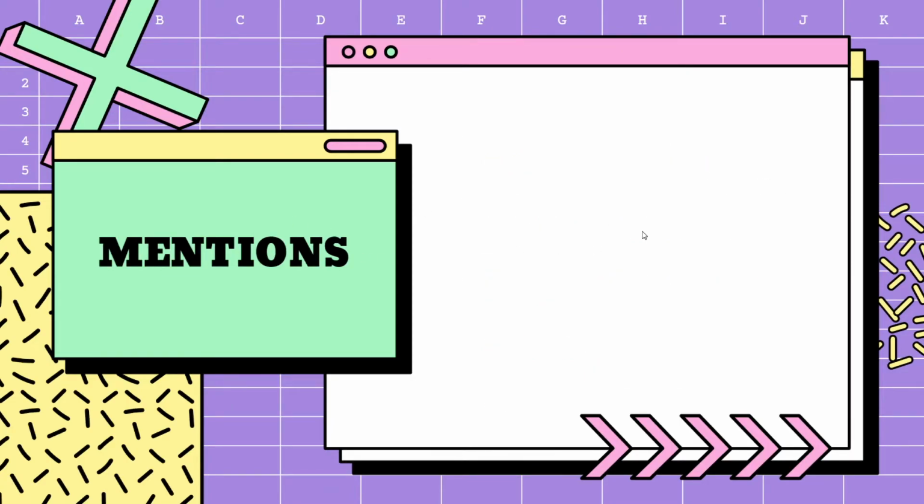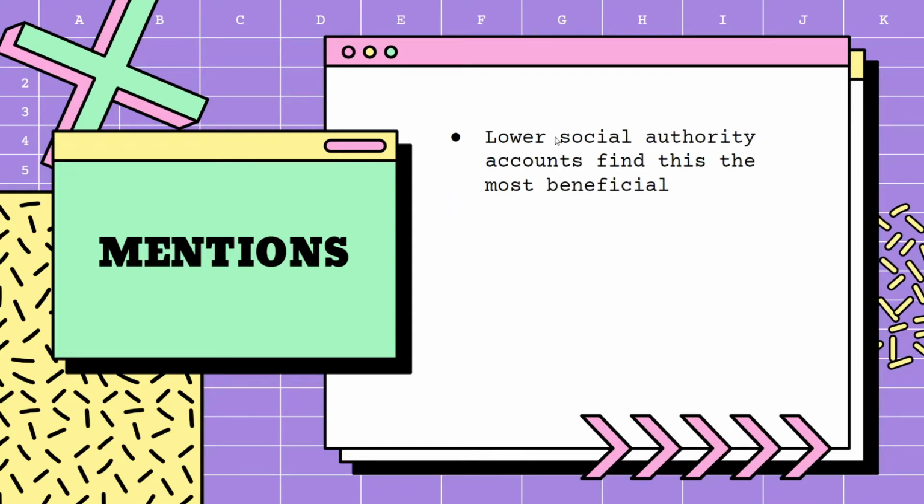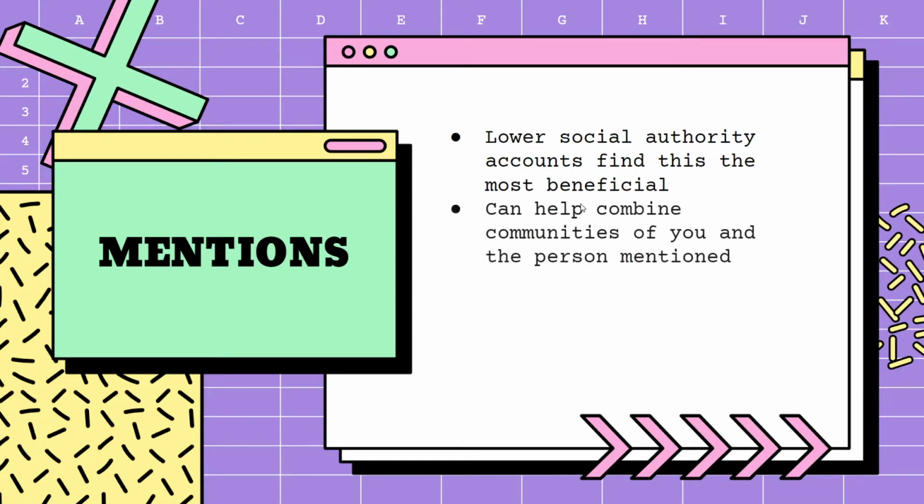Mentions. Mentions are an interesting one. It can help you as a small content creator, and it can hurt you as a big content creator. When this says low social authority accounts, it's not saying like, oh, you're a peon, right? It's about what your following is like. If you have less than 100,000 followers on any given platform, mentioning people can help you. It can help you combine communities of the person that you're mentioning, and you can kind of bond over what's happening.